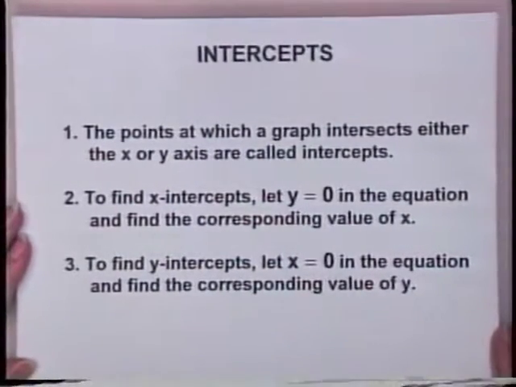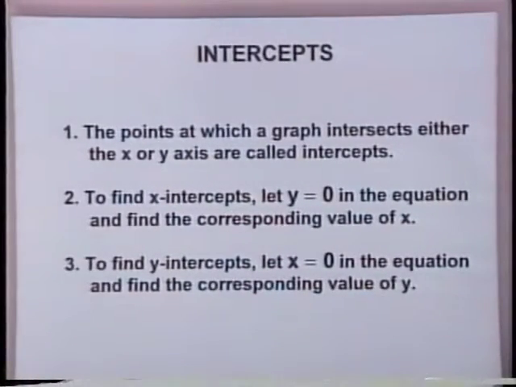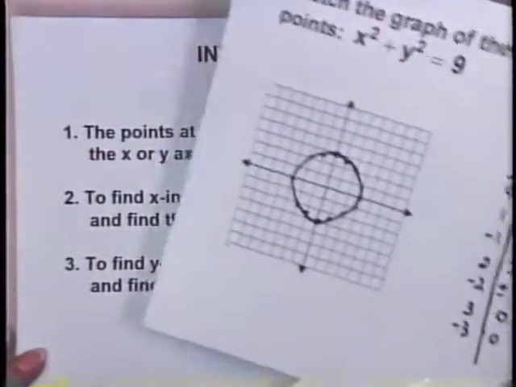Intercepts are the points at which a graph intersects either the x or y axis. To find x-intercepts, let y equal 0 in the equation, and to find y-intercepts, let x equal 0 in the equation. Now, let me put this graph of a circle back up here a second.